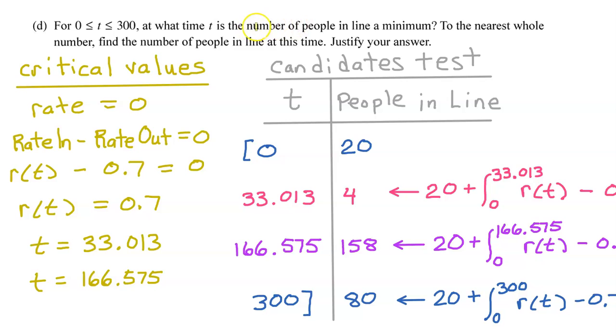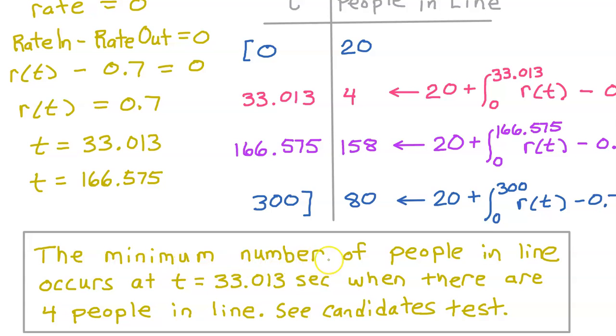Remember, we are looking for the minimum number of people in line and the time when that occurs. And we find it right here. The minimum number of people in line occurs at t equals 33.013 seconds when there are 4 people in line. See Candidates Test.